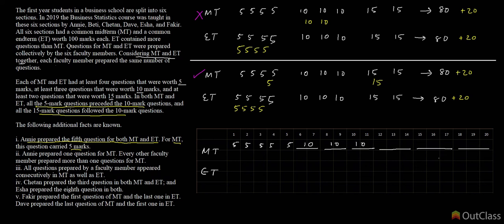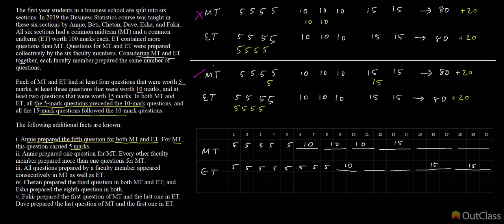That's for the midterm. For the end term, you have 8 5s. You have 3 10s, 1, 2, 3, and you have 2 15s. That's a 15, and that's a 15. Now we have to find which questions were given by which faculty.